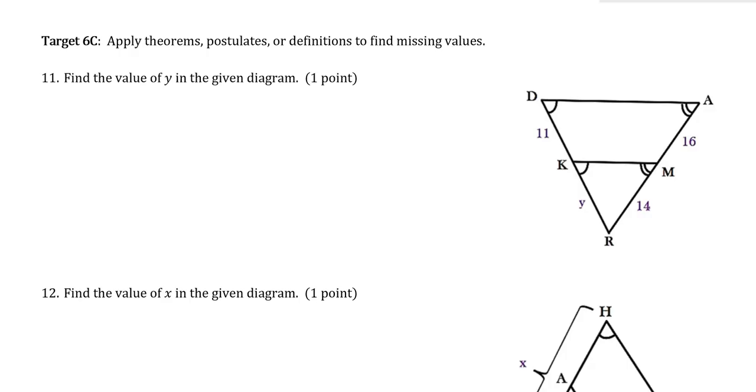All right, looking at target C, apply theorems, postulates, or definitions to find missing values. So the first thing I'm going to do is find the value of y in the given diagram. Remember, I always like to start with the variable, so I'm going to start with y. And this is one of our side splitter theorems, really, because all these angles are congruent. So y over 11, right, they're both on the left side, equals, on the other side, right, I did y first, so I have to do the number on the bottom first, 14 over 16.